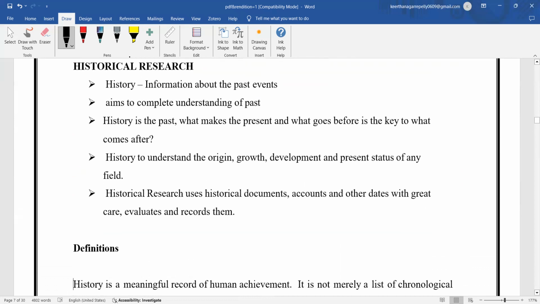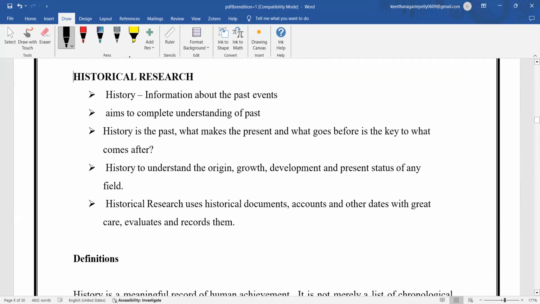What is historical research? Very simple. Historical, history: we dig deep into the past events, try to analyze the events, and sometimes judge the events or the situations. That is historical research. Any research study that takes past events as its criteria and studies them is nothing but historical research.